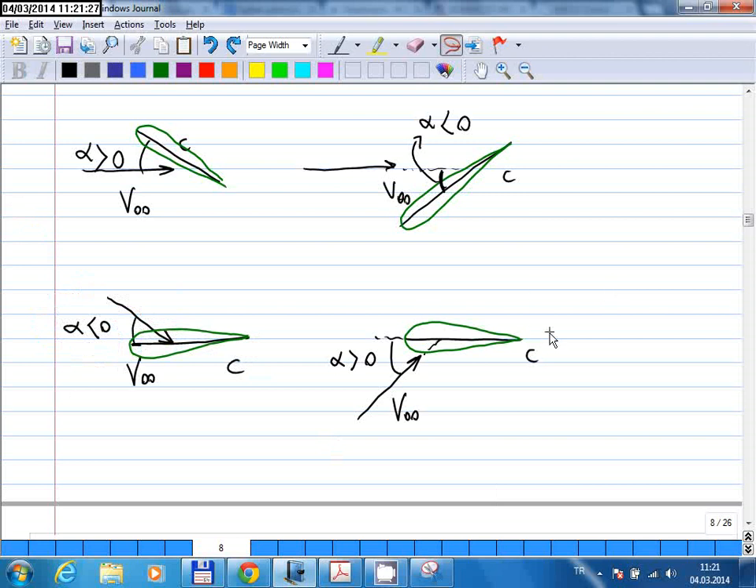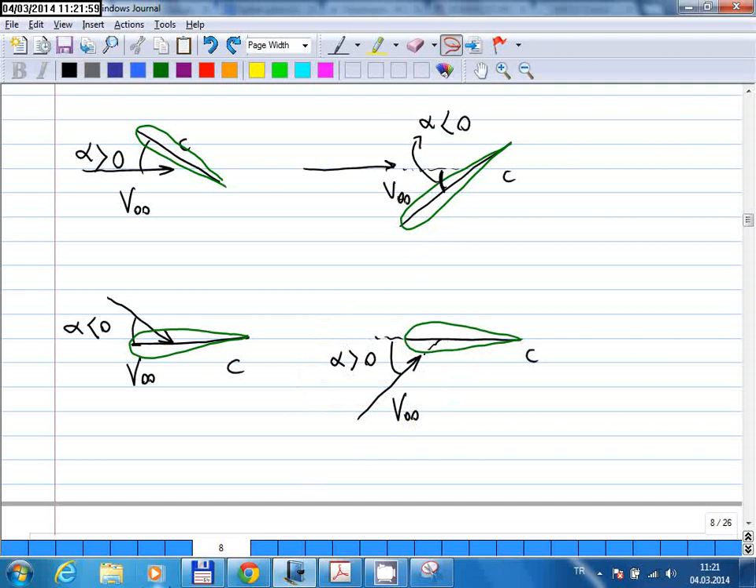And in this last case, the chord line is horizontal again, but your free stream velocity vector is this vector. So in this case, the aircraft is descending. Your aircraft is moving in the opposite direction. It's going down. And since the airflow is coming towards the lower surface of your airfoil, you have a positive angle of attack. Okay? So again, the definition is really simple. If you keep this in mind, you will have no problems.